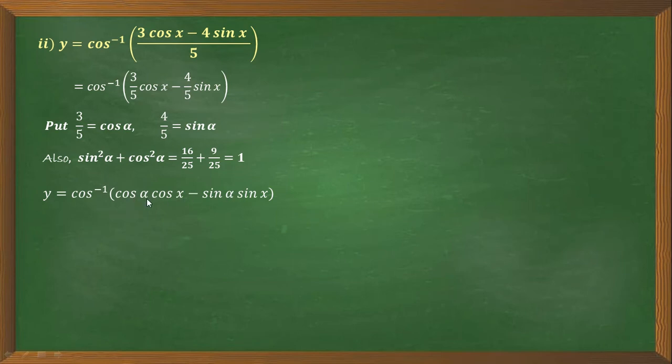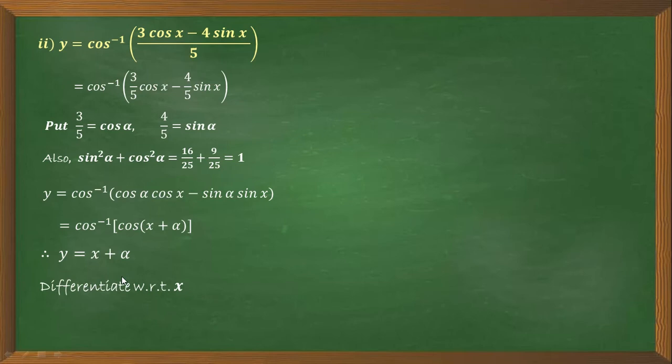Now if you observe this combination, then it is the formula for cosine ratio. So what will you get? Cos inverse in bracket cos of (x plus alpha), because this is the formula for cos(A plus B). Cos(A plus B) means cos A cos B minus sin A sin B. And directly you will get the simplification as x plus alpha, and this is very easy to differentiate with respect to x, and hence we get dy by dx is equal to 1. So after selecting cos alpha and sin alpha as constants for any angle alpha, we get dy by dx is equal to 1 after this simplification.